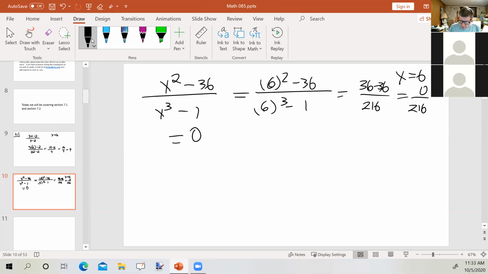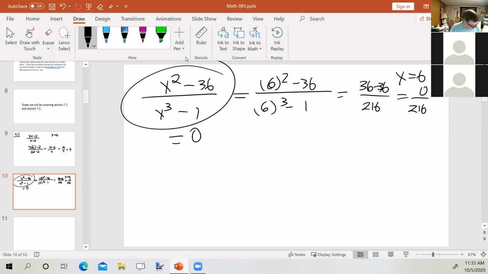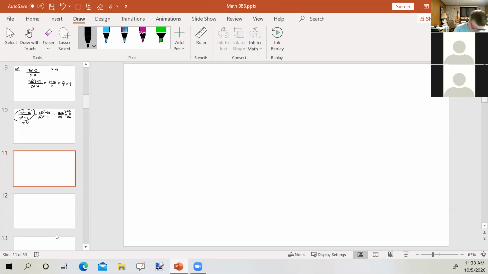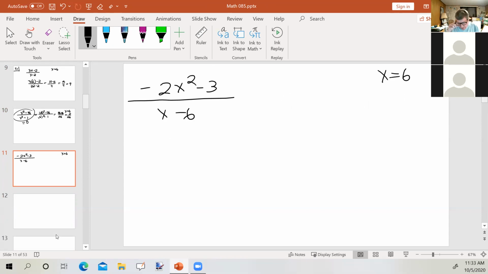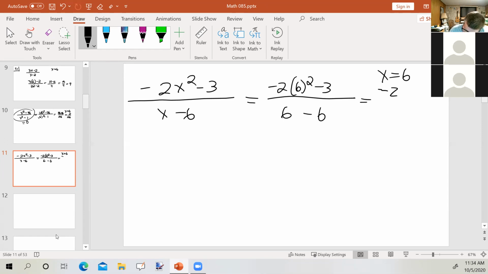Okay, so we get the expression equals 0 for x equals 6. All right. And now let's take a look at this one. Negative 2x squared minus 3 all over x minus 6. And again, we're going to evaluate the expression for x equals 6. So we're going to get negative 2 times 6 squared minus 3 over 6 minus 6, which is negative 2 times 36 minus 3 over 0, which is negative 72 minus 3 over 0, negative 75 over 0.